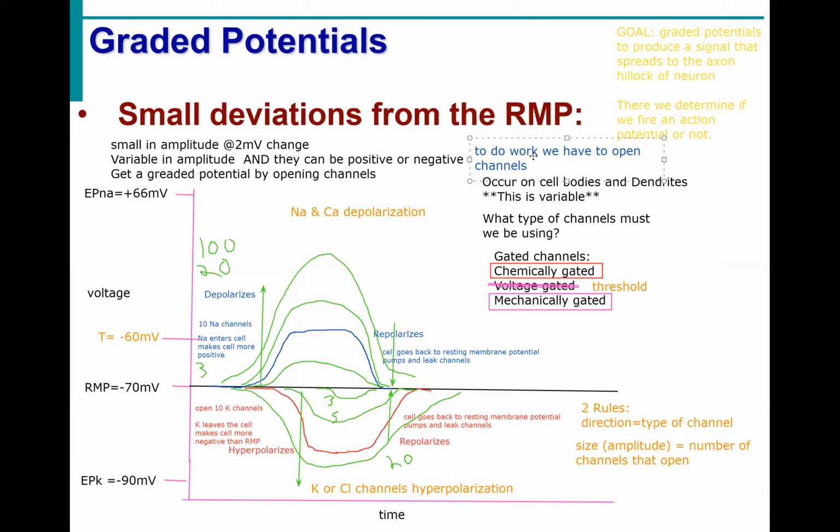It doesn't work that way with voltage gated. I can't just get half of the voltage gated channels to open. If I am below threshold, all of them are closed. If I'm above threshold, all of them are open. I can't vary them. I can't change how many open. It's either all or nothing. And remember, that's the key with a graded potential. It is variable. The signal can be smaller or it can be larger. And I can't vary how many voltage gated channels are open.